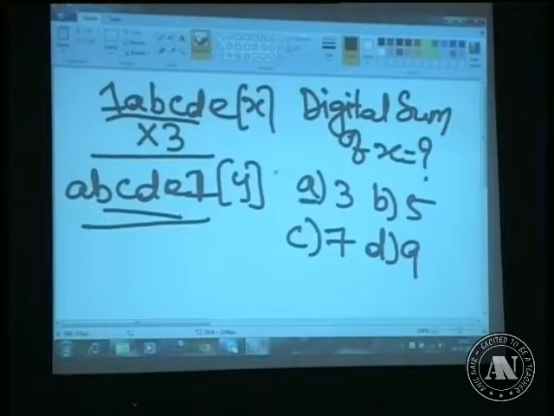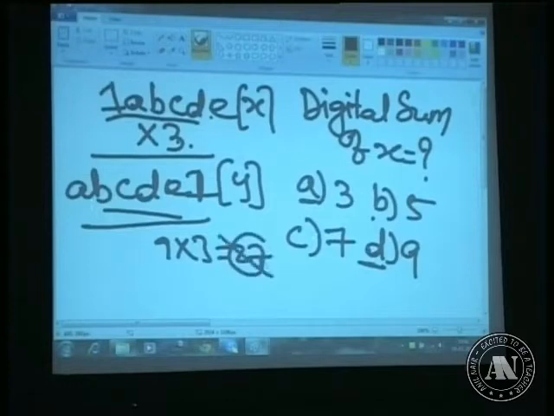First, if I substitute 3, 3 into 3, 9. Is 9 and 3 same? No. 5 into 3, 15. 15 is 6. 6 and 5 same? No. 7 threes are 21. 2 plus 1, 3. Is 3 and 7 same? No. If I substitute 9, 9 into 3. 9 into 3 is 27. What is 2 plus 7? 9. 9 and 9 same.